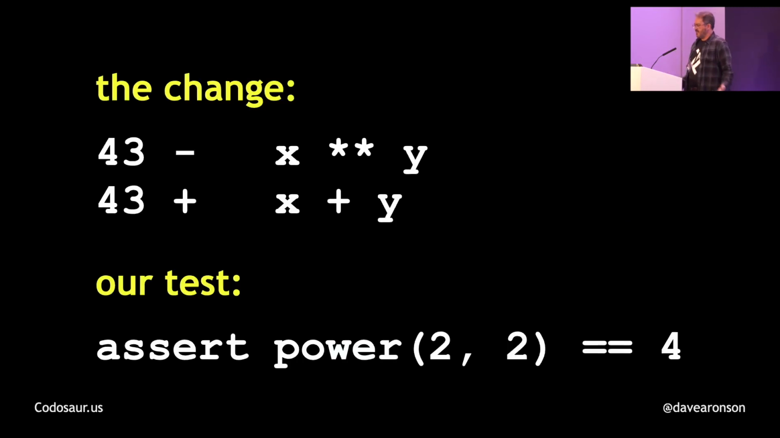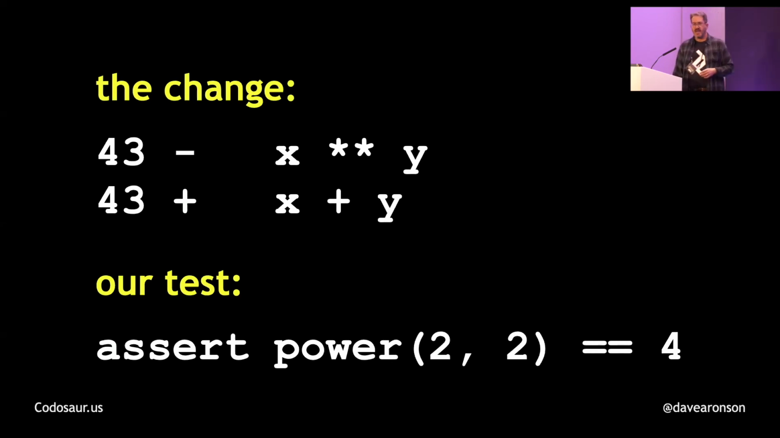So how can we kill this mutant? In other words, make it return a different answer than the original function, given some set of inputs. There's the key. What's our set of inputs? It's quite simple in this case. We have to just use arguments such that x to the y is different from x plus y.